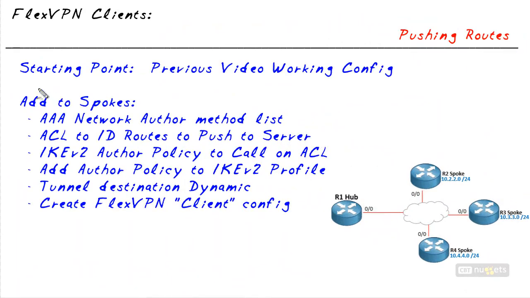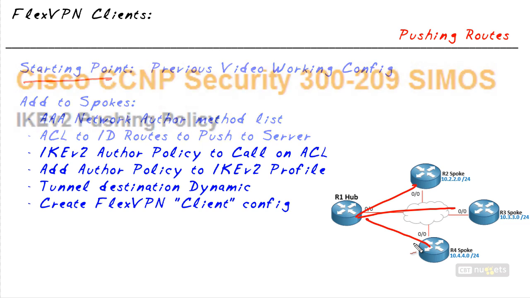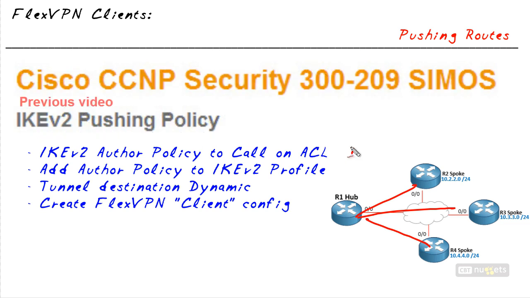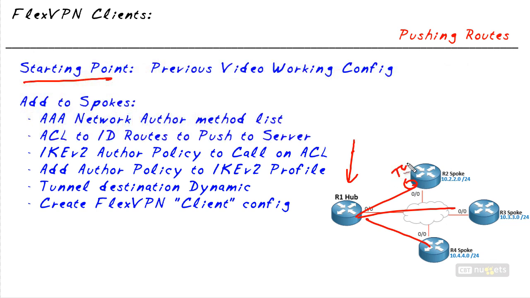The starting point for you and I in this video regarding the configuration of our hub and spoke topology is the functional working network that we left in our previous video. Now, in the previous video, we added AAA authorization to the hub, and we pushed some configuration over to the spoke. Specifically, we pushed out the information regarding the IP address that R2, R3, and R4 should use on their tunnel 0 interfaces. In this video, we're going to take that existing topology and take a look at configuring R2, R3, and R4 as full-blown FlexVPN clients.